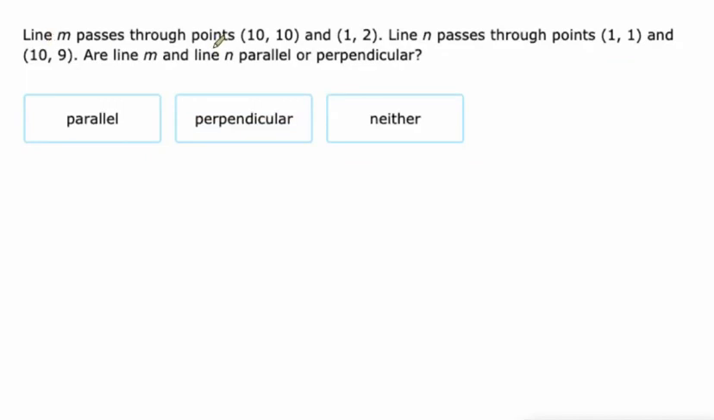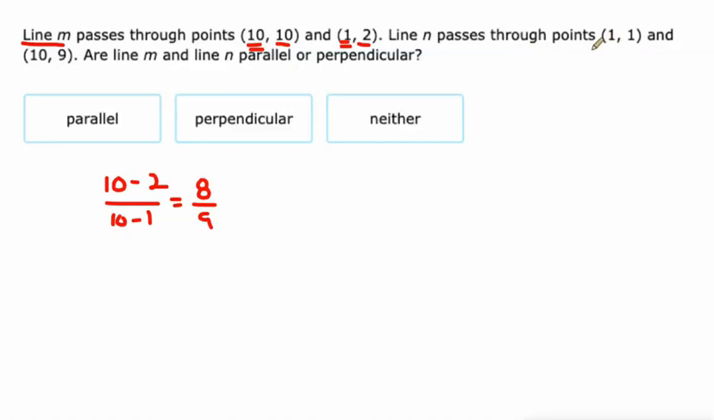One more, we got line M passing through these 2 points, line N passing through these 2 points. Are M and N parallel or perpendicular, or neither? That's an option too. Well, let's check it out here. Line M, let's do change in y, 10 minus 2, over change in x, 10 minus 1. And that gives us a slope of 8/9. Okay, so to be parallel, line N would have to have a slope of 8/9, or to be perpendicular, we would have to have a slope of -9/8.